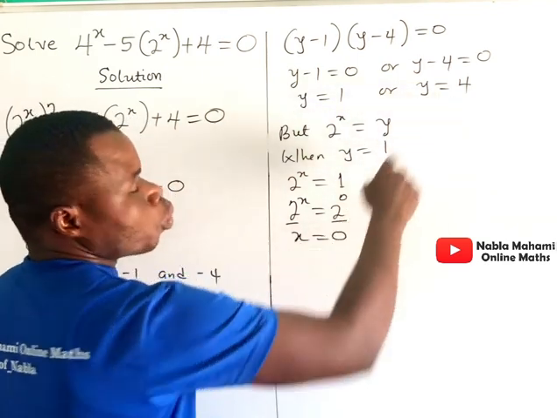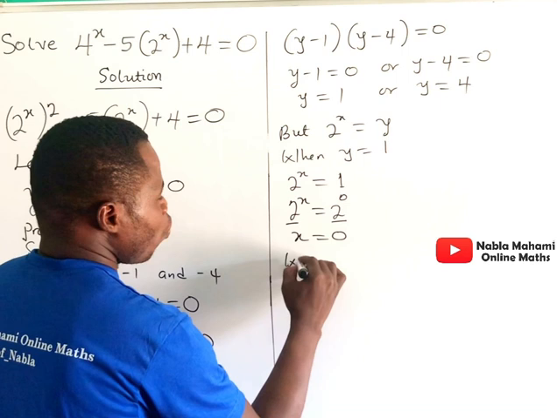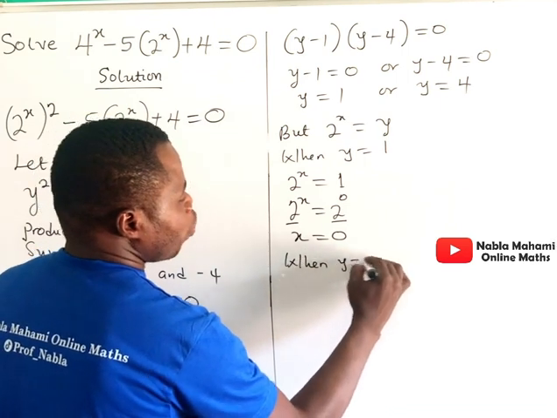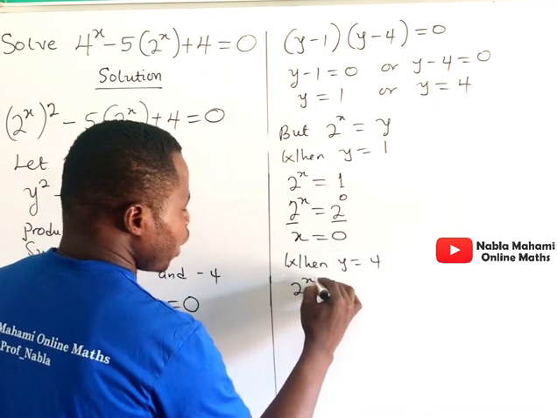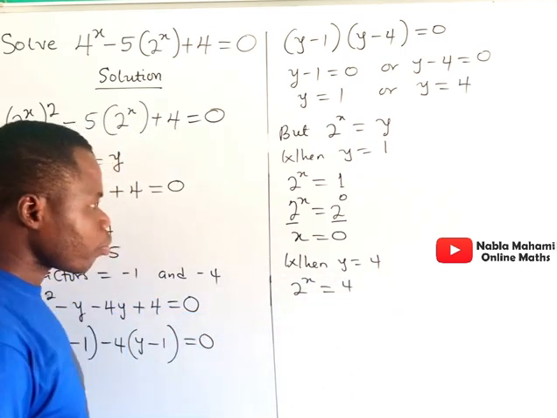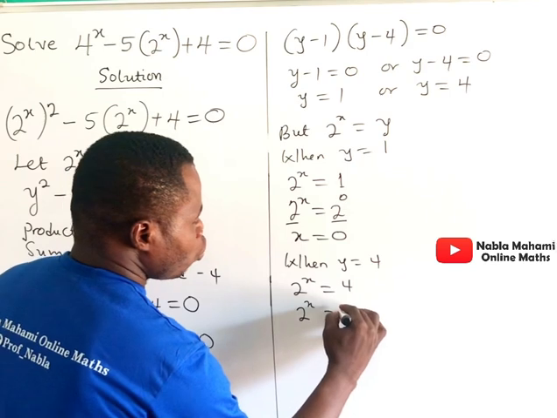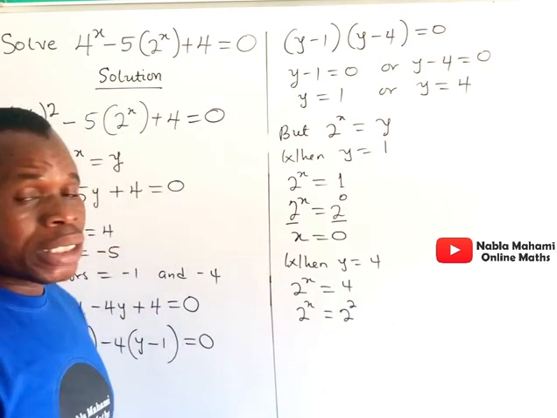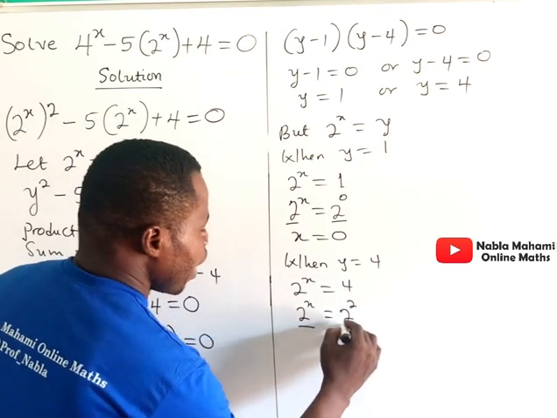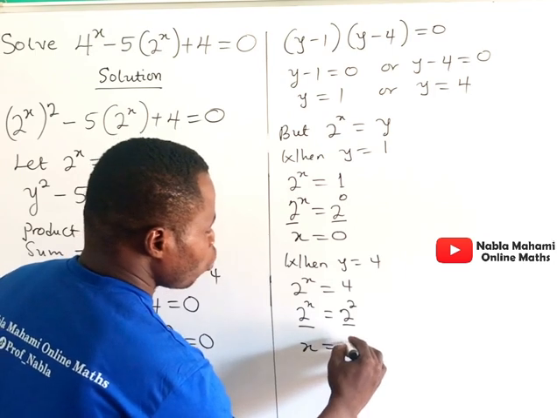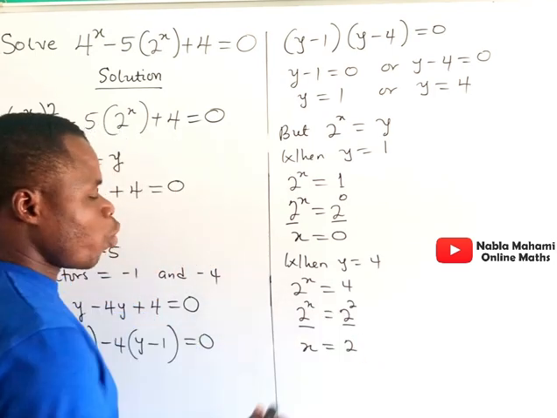Then we'll use this value to find x. So I can say when y is equal to 4, then 2 exponent x is equal to 4. I can write this one by saying that 2 to the power x is equal to 2 squared, because 2 squared is the same thing as 4. So if the bases here are the same, it means that the exponents too are also what? The same. That means that x will be equal to 2.